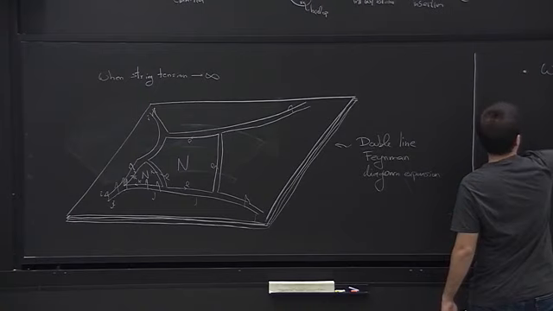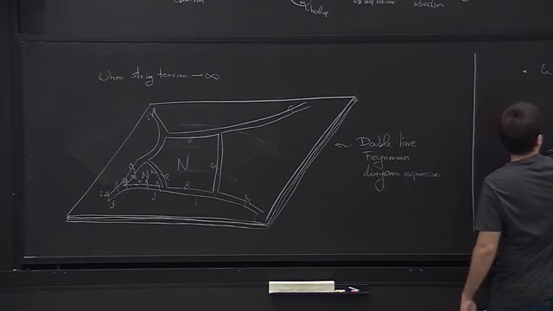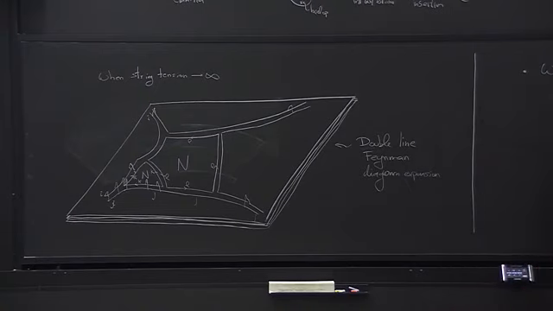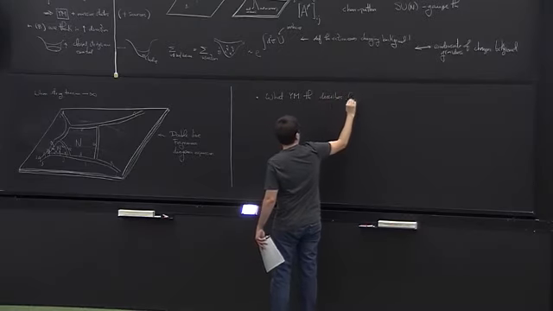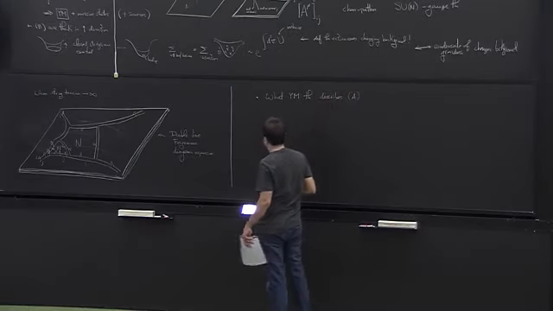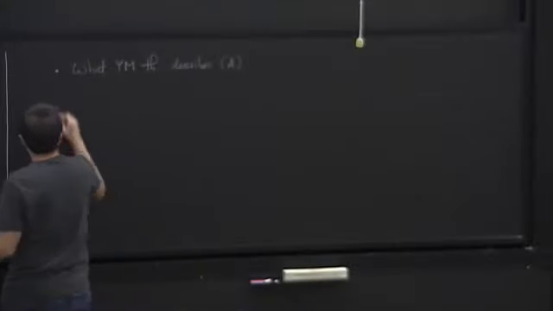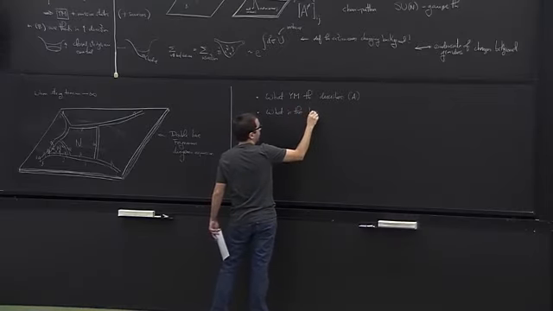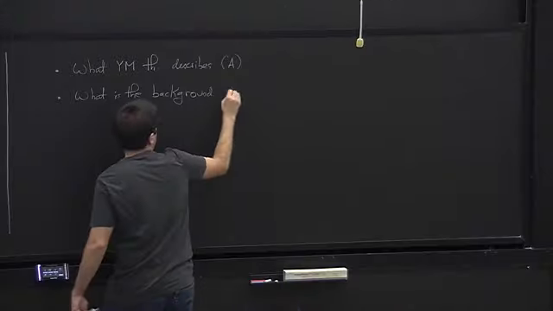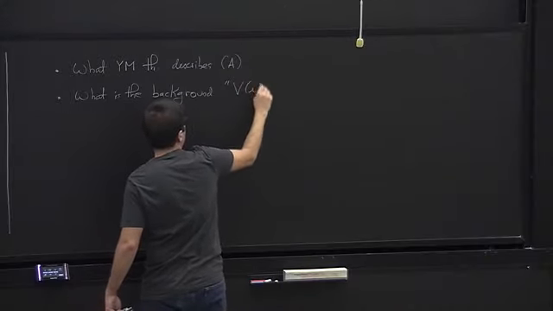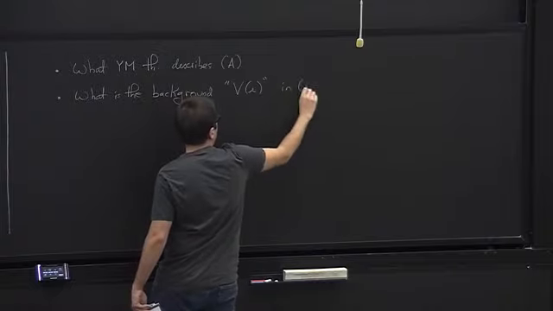what Yang-Mills theory describes this point of view A? This is one question. Another question is, what is the background, the analog of this V of R, in the point of view B?